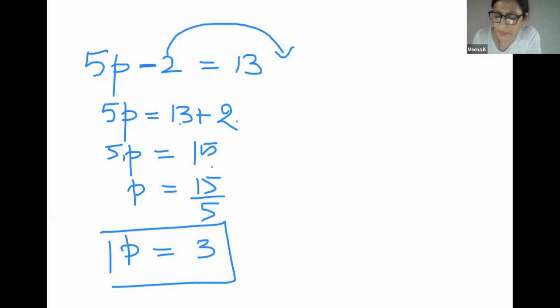Now it is 5 multiplied by p. So when I have to find the value of p, what do I do? I take the 5 to the other side. So 15 is being divided by 5. 15 divided by 5, p is equal to 3. Clear to all of you?